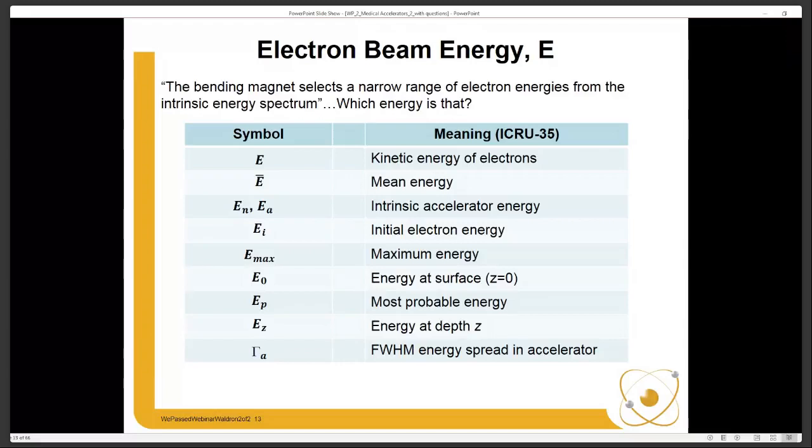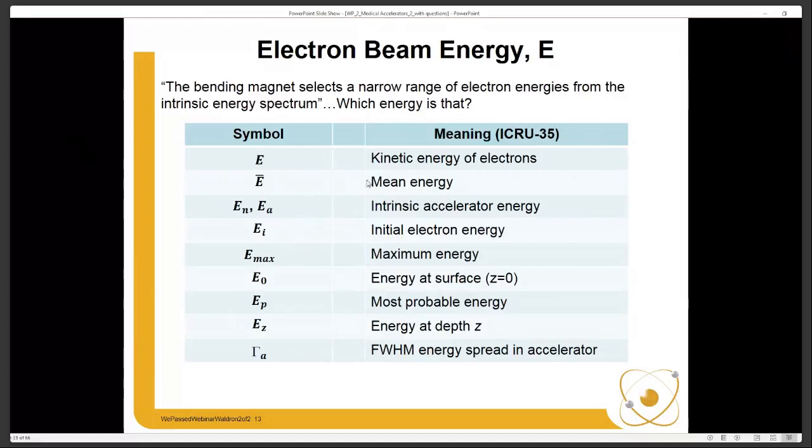And so what I'd like to do is spend a couple of slides just talking about what we mean by different energy designations. So here's a little table. Symbols are on the left, meanings are on the right. These meanings are largely taken from a document known as ICRU-35. It is a guidance document on electron dosimetry, sort of in general. And it defines most of these terms.